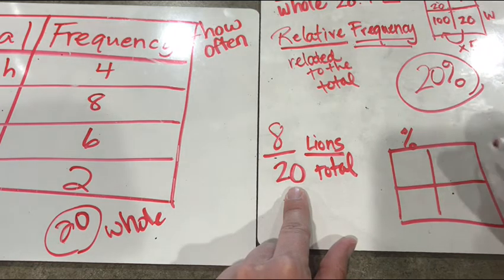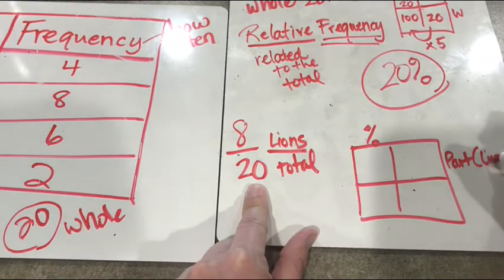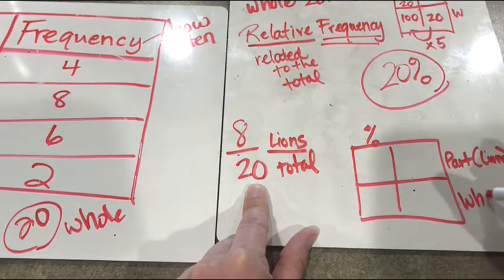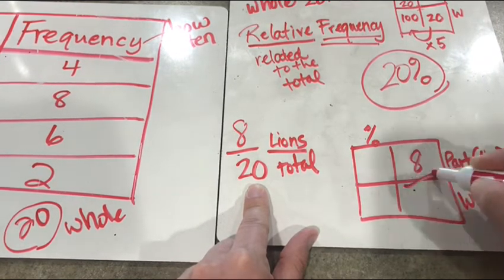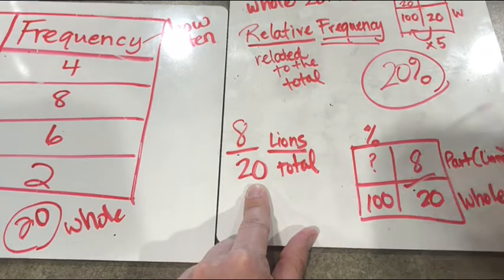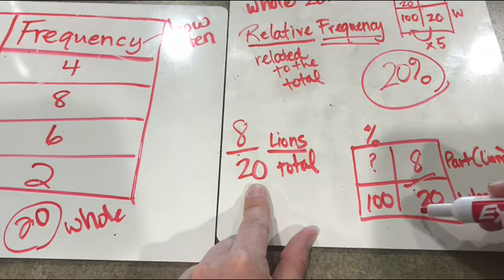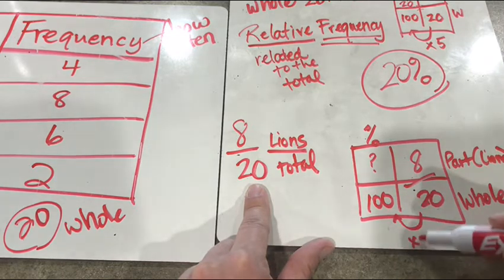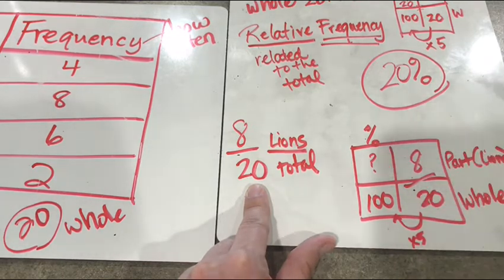So if we want our part to be lions over our whole, there's 8 lions out of 20 total, and we want to know what percent out of 100. Again, I could do it the easy way. I could say times 5, or I could do the way that's going to work every single time no matter what my numbers are.